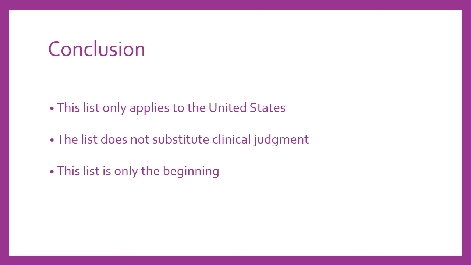Lastly, we have to remember the kids list is only the beginning. The panel plans to expand and update the list periodically, just like the Beers criteria. Their goal is at least every 5 years, so we can expect this list to grow and be more defined with time.